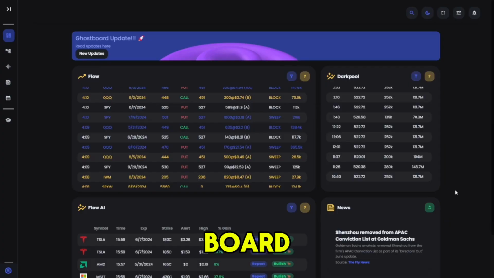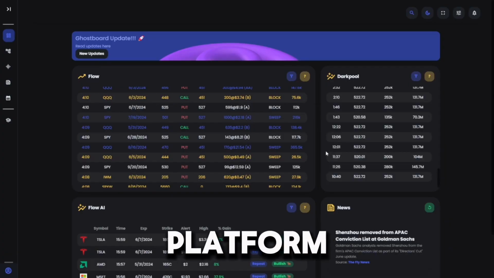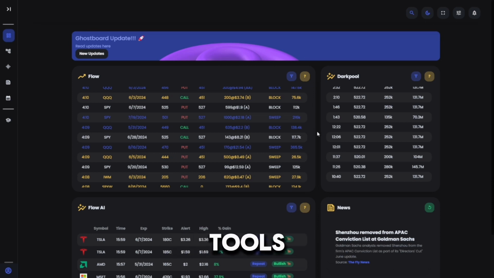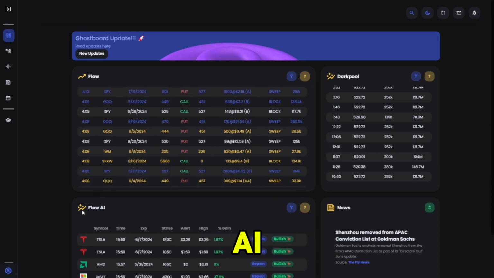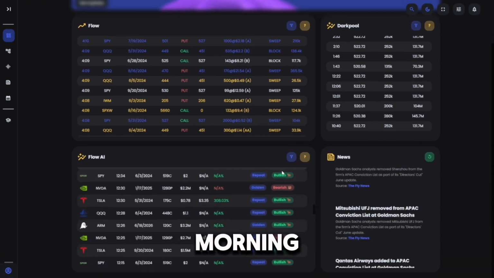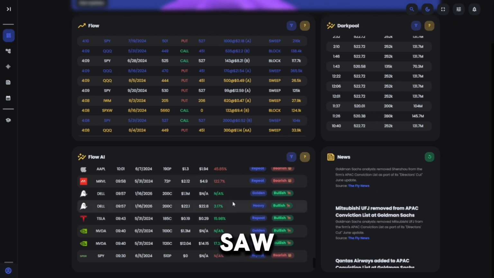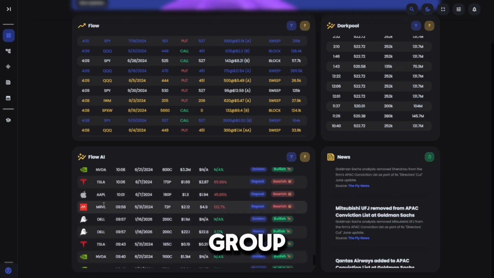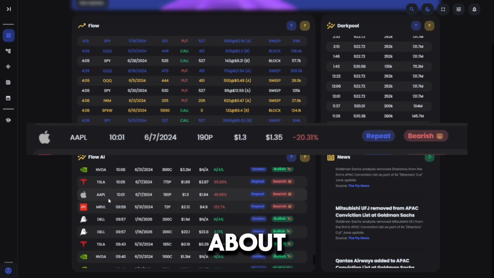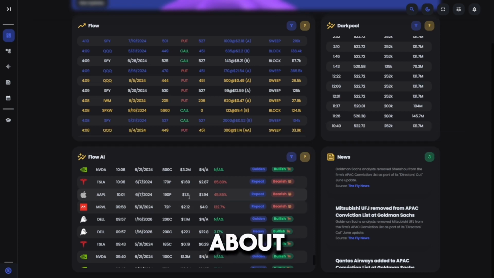So this is the Ghostboard dashboard. It's an options database platform, and we're using Wall Street type tools here. So I want to point your attention to Flow AI, which is going to be picking up on unusual activity in Flow, and it's going to be reporting it to you in real time. So you can see here, Friday morning, we had an alert come in on Apple, which I saw, and it's the same one I talked about earlier, and I posted in that channel as well for my group. Apple 190 puts came in at about 10 o'clock. They paid about $1.30 for these and closed out about $2, 45 to 50% gain on this setup.